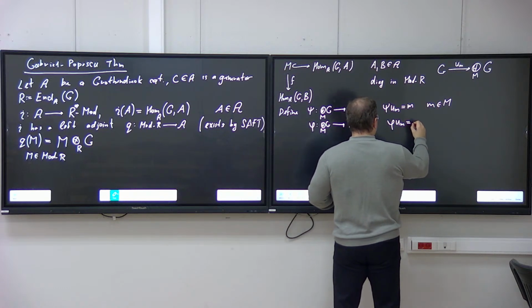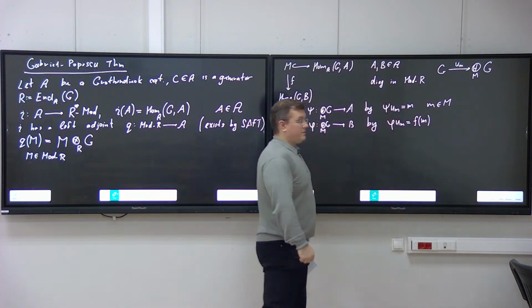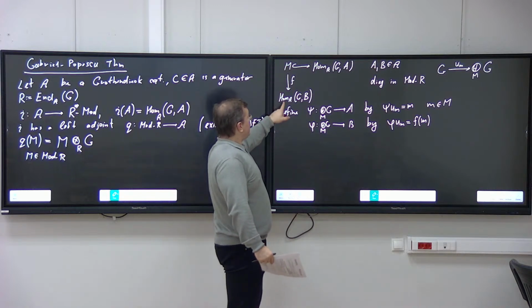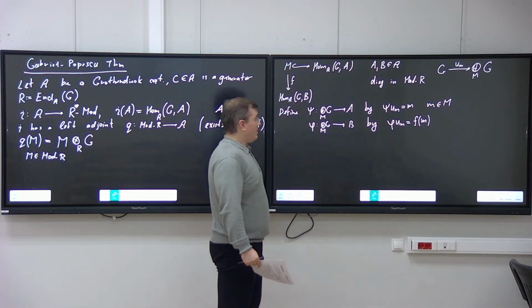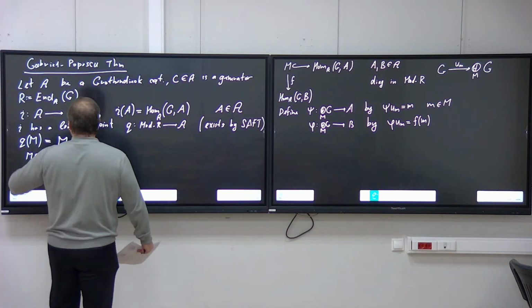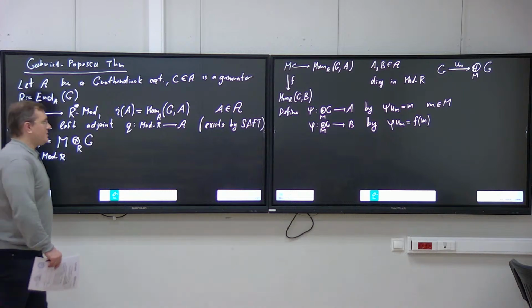And now I just say that this is by definition F applied to the M, right? So when I have M, it's an element here, apply F, I'll get the map from the G to the B. So this is the way I define the map Y. I want to say that in this whole subsection of the Gabriel-Popescu theorem, this will be kind of a sequence of trivialities, but you just need to make sense of every triviality.